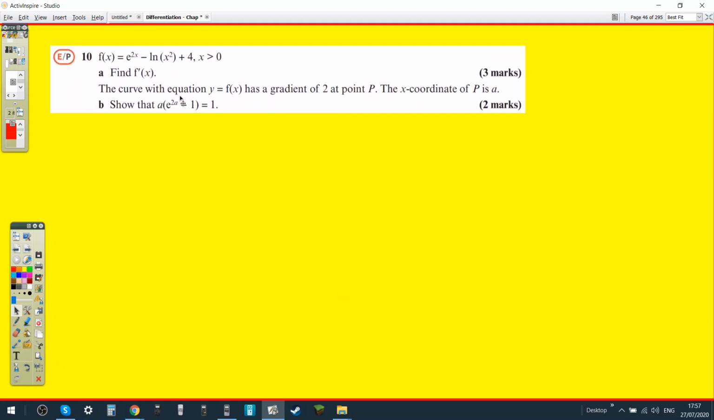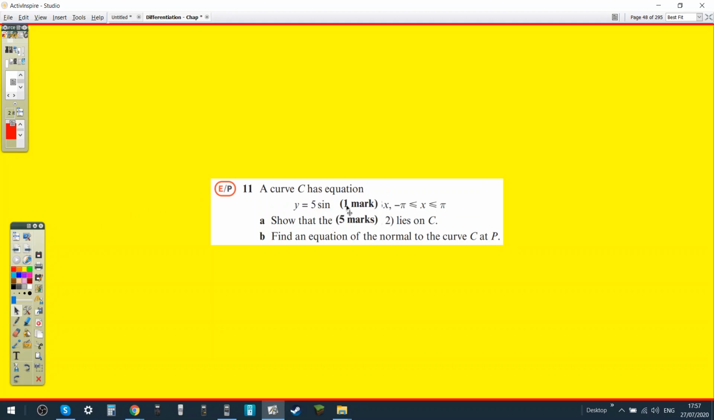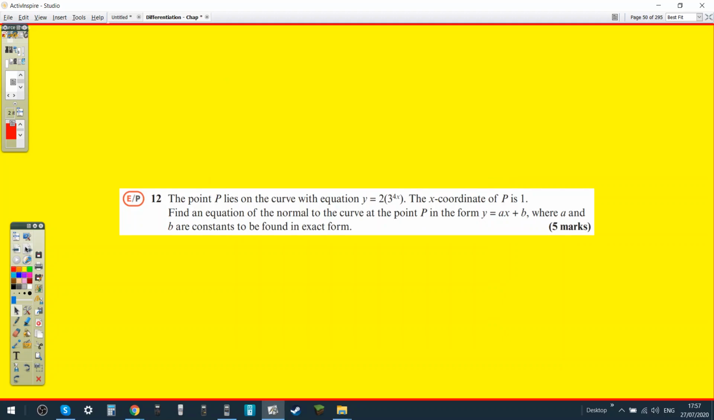E to the 2x. I know this, I think. Yeah, just derivative and then sub that in. So this is trig. Is this in the right place? Yeah, it's just trig. Point P lies on this equation. The x coordinate is 1. Equation of a normal at point P.